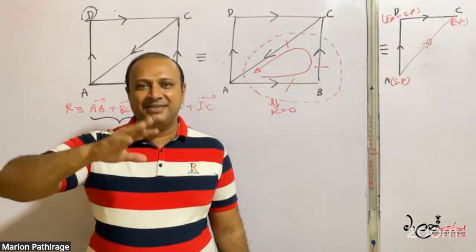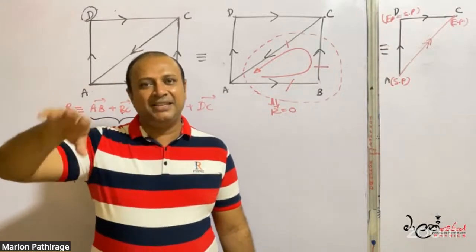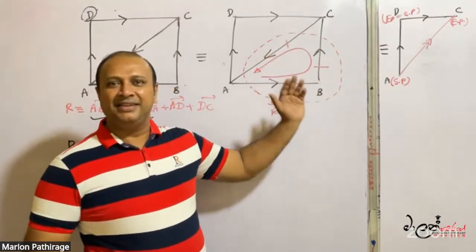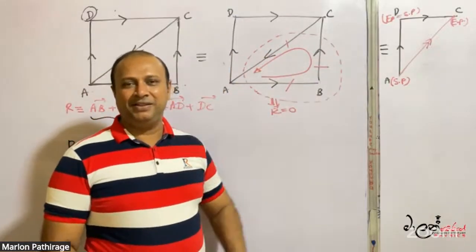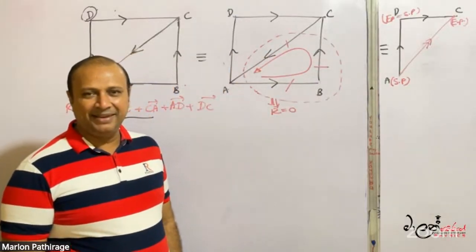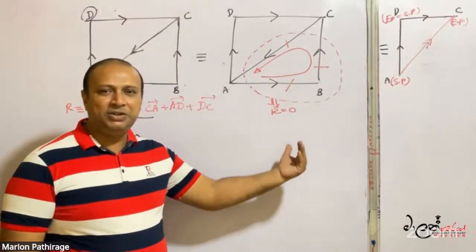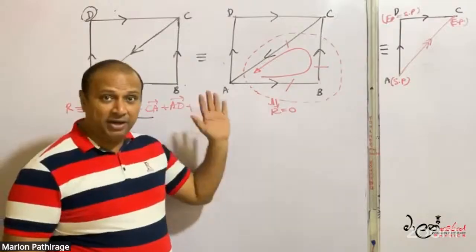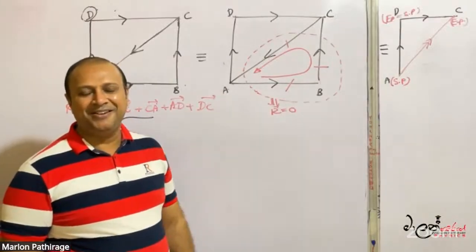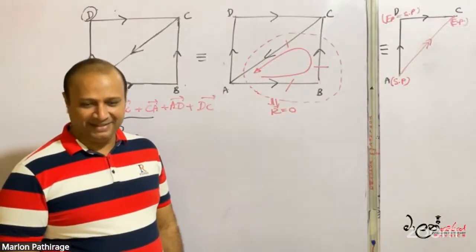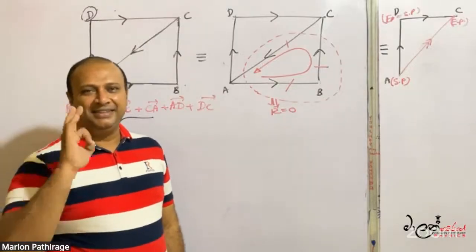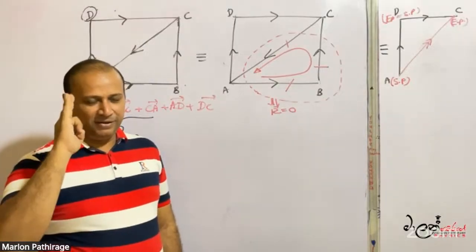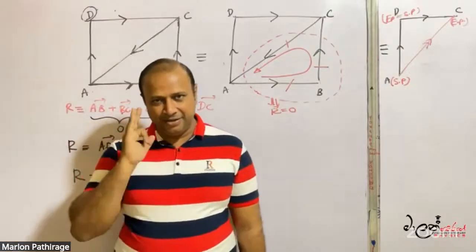Again, you can consider some set of vectors. Again, apply the same procedure. Continue that operation until you reduce the vector system into one single vector. Is that clear? If it is clear, please raise your hand.